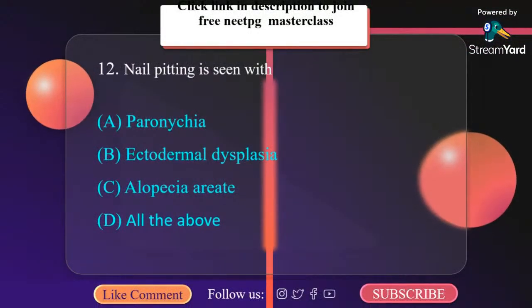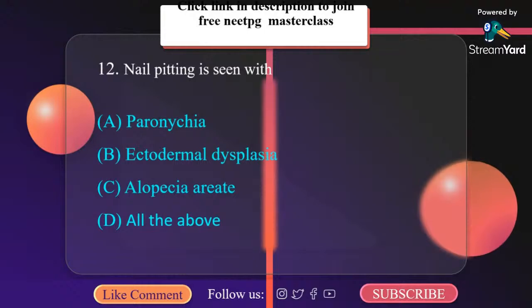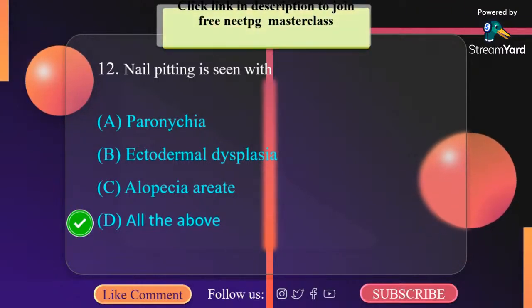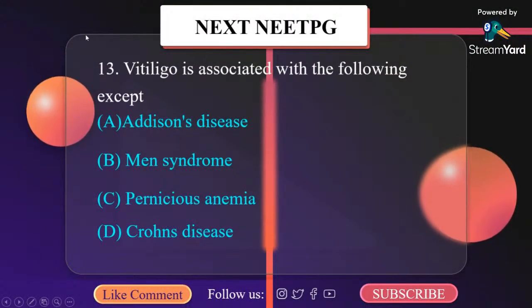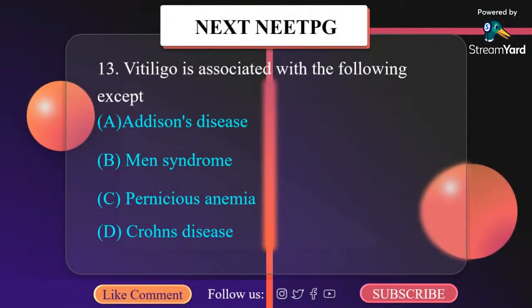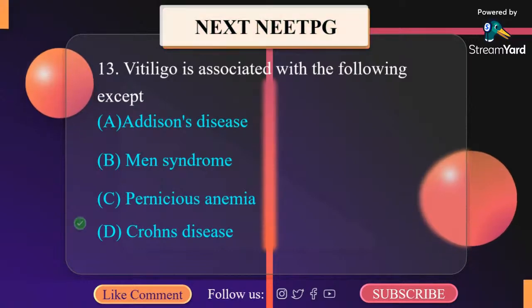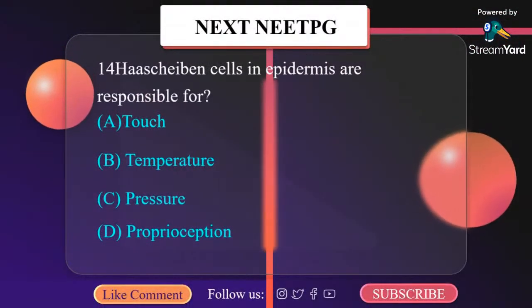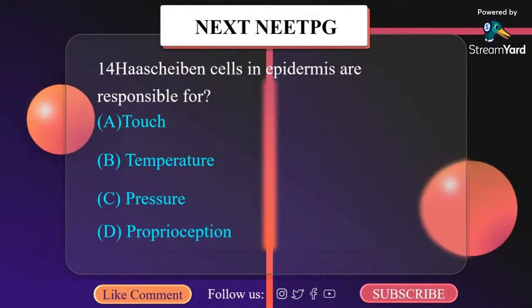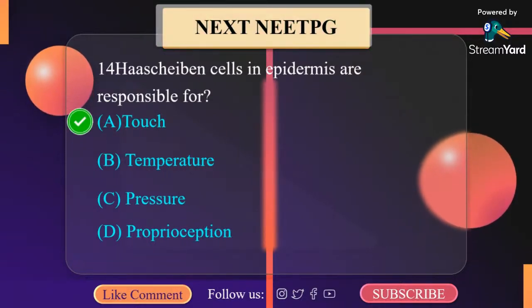Nail pitting is seen in A. Paronychia, B. Ectodermal dysplasia, C. Alopecia areata, D. All of them. Correct answer is D. Vitiligo is associated with the following: A. Addison's disease, B. Men's syndrome, C. Pernicious anemia, D. Crohn's disease. Except Crohn's disease. Merkel cells in epidermis are responsible for A. Touch, B. Temperature, C. Pressure, D. Proprioception. It is touch.